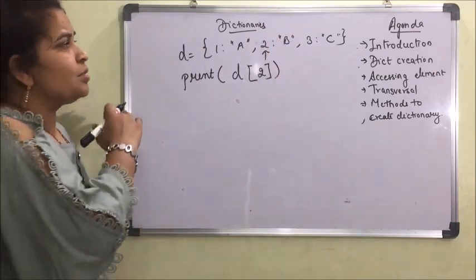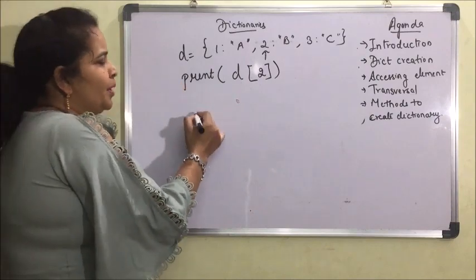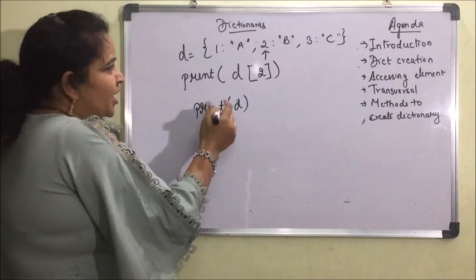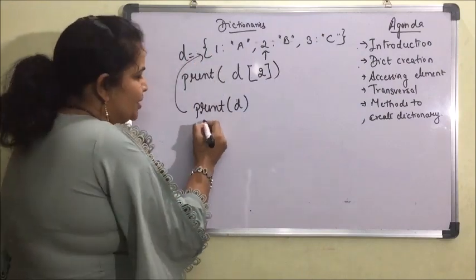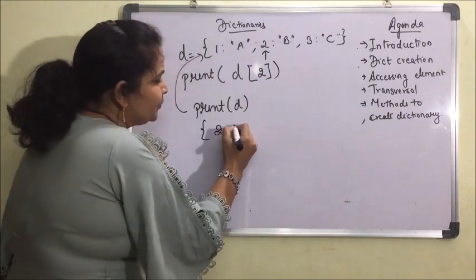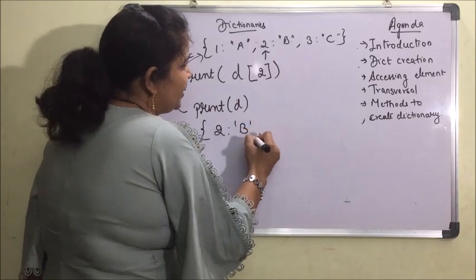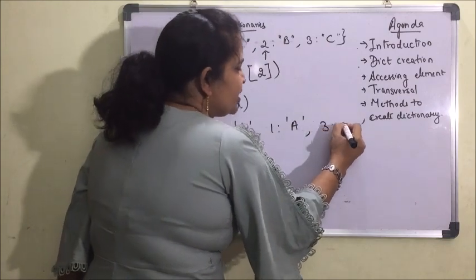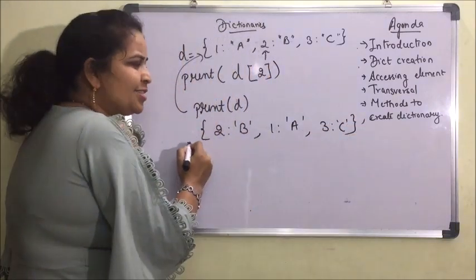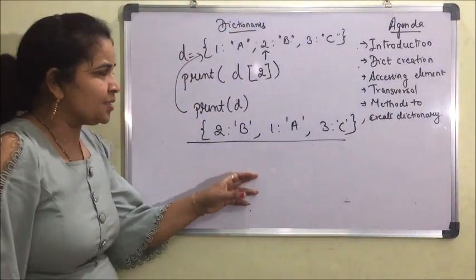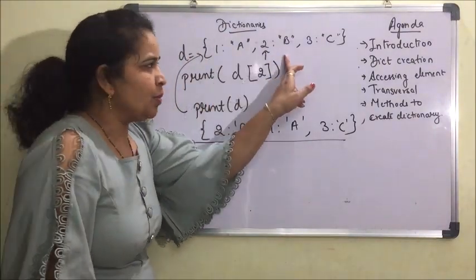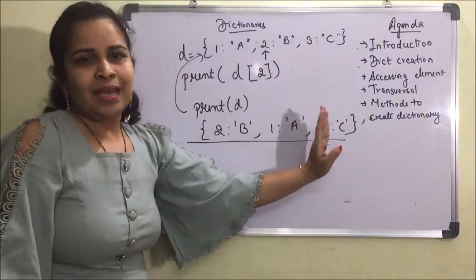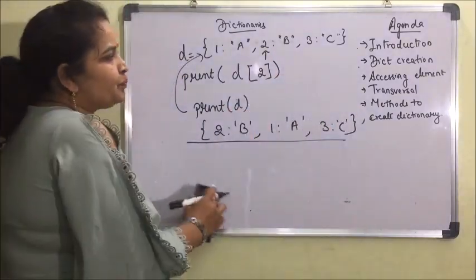Third thing is there is no ordering. Suppose we are printing D, printing a dictionary. It can be printed in this way simply, or first B can be printed, after that A can be printed, after that C can be printed. So there is no ordering. It is not fixed that this should be printed first, this should be printed second, and this should be printed third. So there is no ordering of any element of the dictionary.